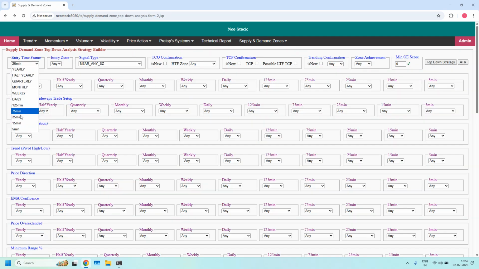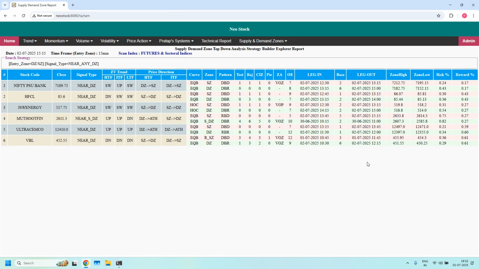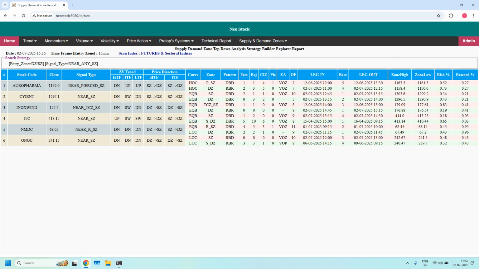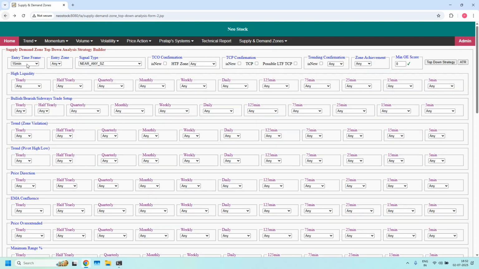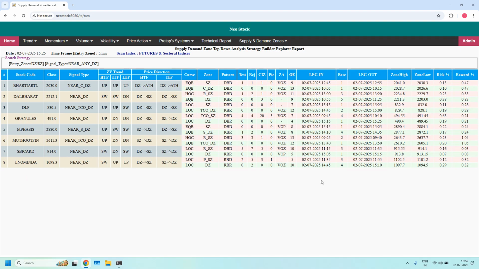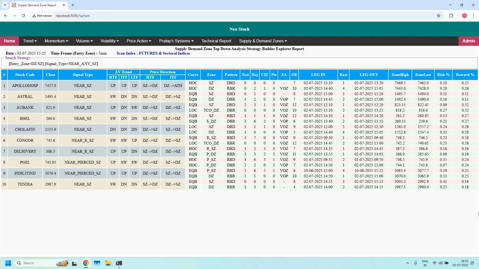Next time frame is 15 minutes. Stocks near to the 15 minutes demand zone, we got 6 stocks. Next, stocks near to the 15 minutes supply zone, we got 6 stocks. Next time frame is 5 minutes. Stocks near to the 5 minutes demand zone, we got 8 stocks. Next, stocks near to the 5 minute supply zone, we got 10 stocks.